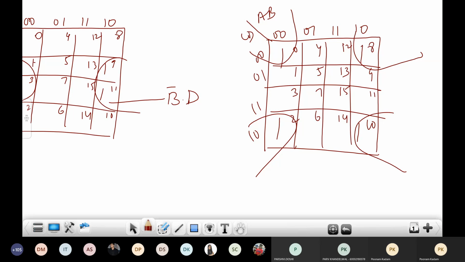Cell number 0 and 8 are adjacent cells, right? Cell number 2 and 10 are also adjacent. Cell number 0 and 2 are adjacent. Cell number 8 and 10 are also adjacent. So these 4 cells are adjacent cells and you can make a group of these 4 cells. The resulting product term will be B bar D bar.